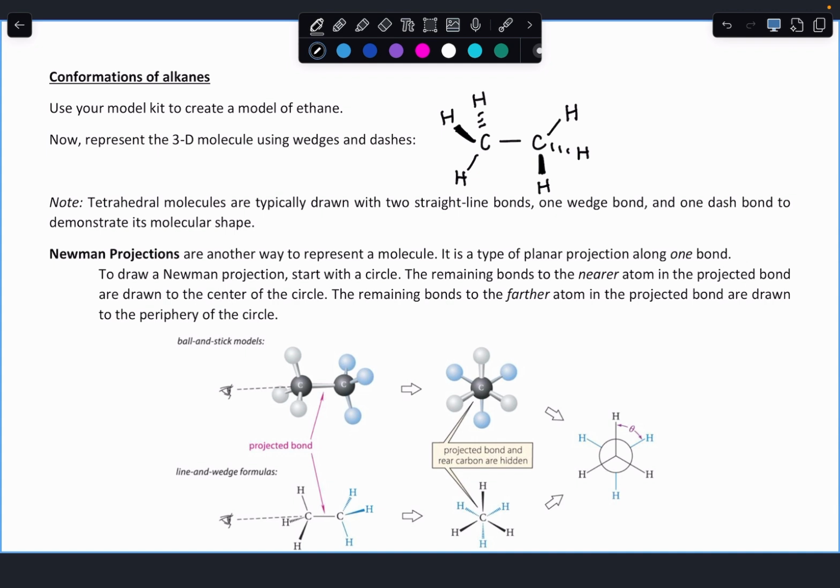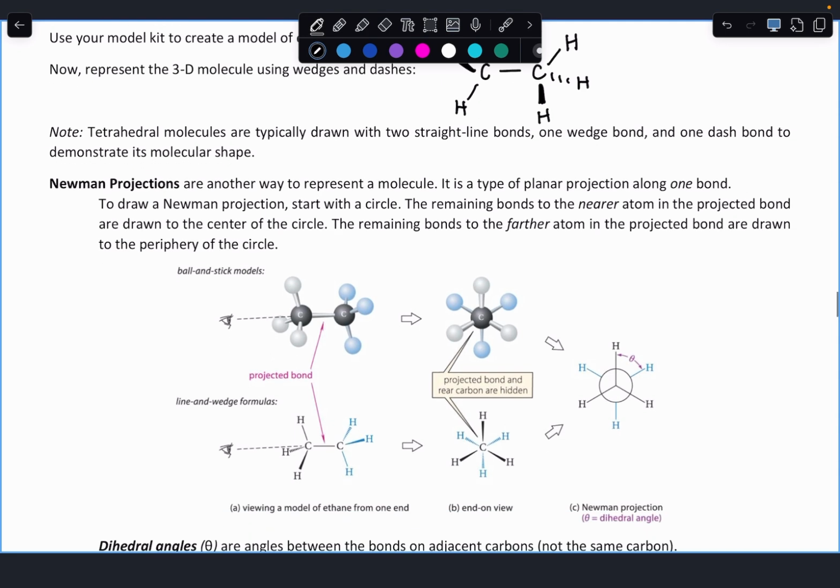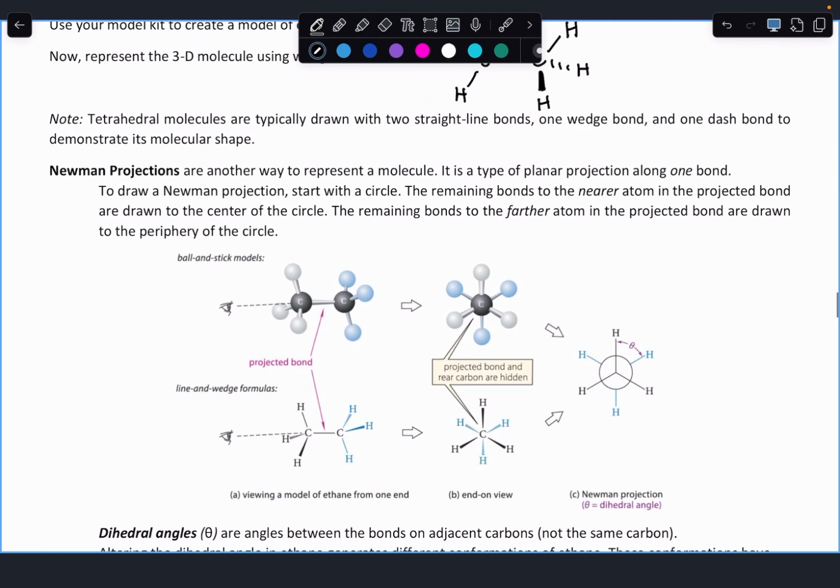So the way this is drawn, we start with a circle, so that's this here. The near atom, the atom in front, is a carbon right in the middle. So lines are drawn to the center of the circle for the three other things bonded to that carbon. And then for the back carbon, those bonds are just on the periphery of that circle. So those are these three hydrogen atoms here.